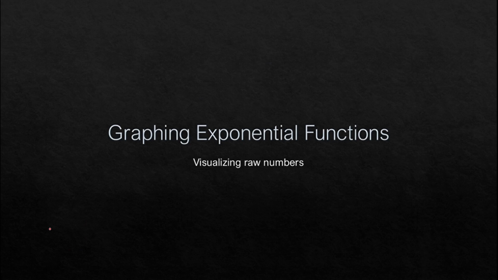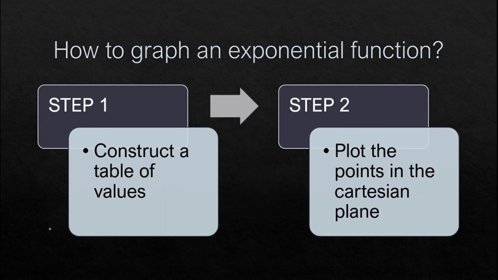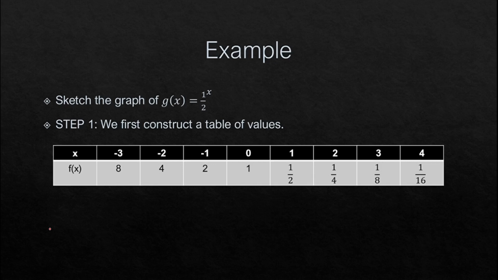Graphing exponential functions. Dito, medyo straightforward siya. How to graph an exponential function. Step 1, construct a table of values. Step 2, plot the points in the Cartesian plane. So parang mag-layout tayo ng mga x values. And then, substitute natin, sabi dito, g of x equals to 1 half raised to the power of x.